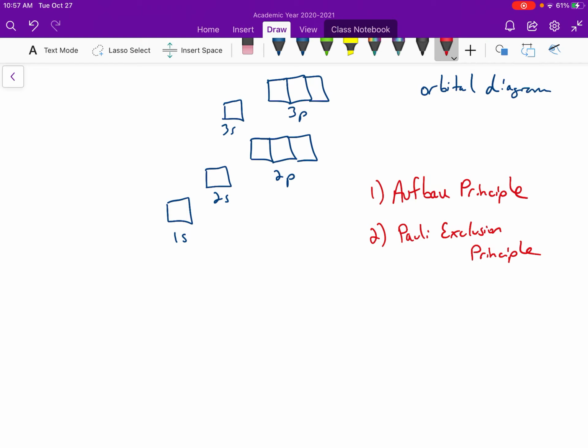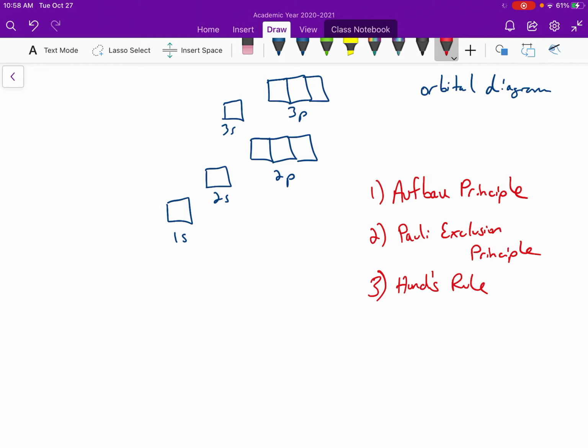Okay, last rule is called Hund's rule. What Hund says is that if you have multiple different boxes in the same level, you'll fill them one at a time before you start to double up. In other words, again, electrons want to spread out. If they have the opportunity to spread out, they will.